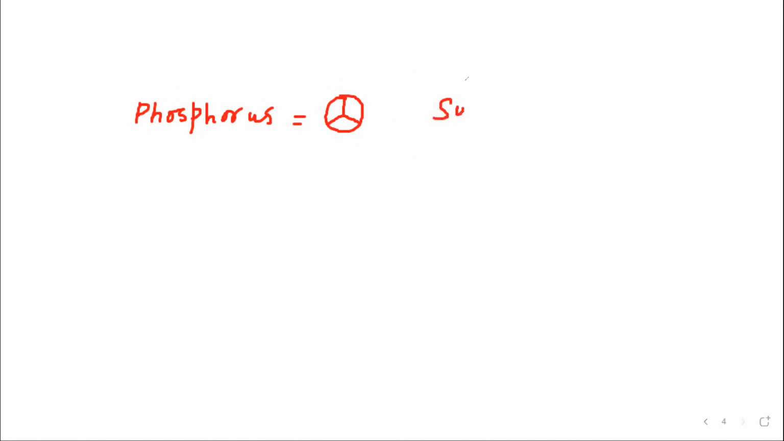Similarly, for sulfur he gave the symbol like this. There is the circle, and then there is a plus sign in it. So that is sulfur. Then similarly for iron, he gave a symbol like this. It is the circle, and there he wrote I, like this.